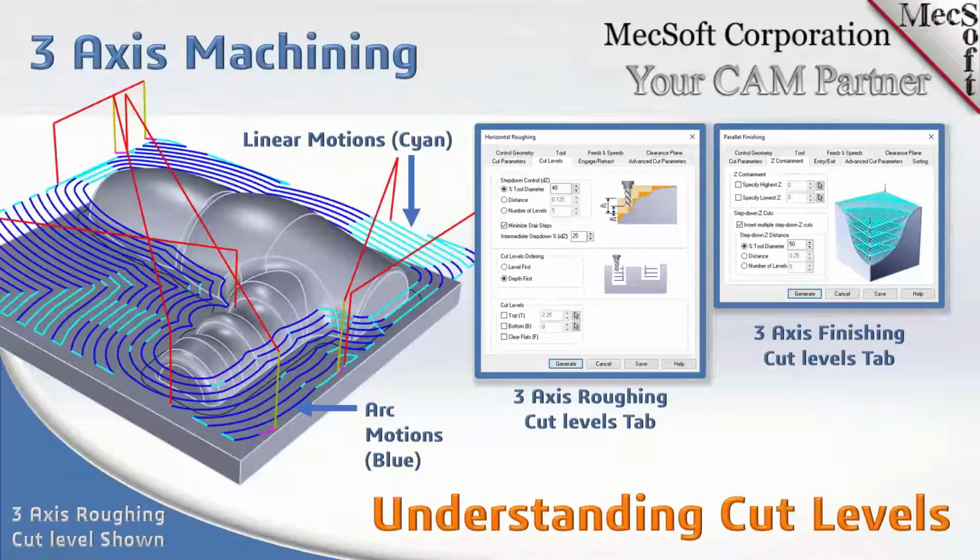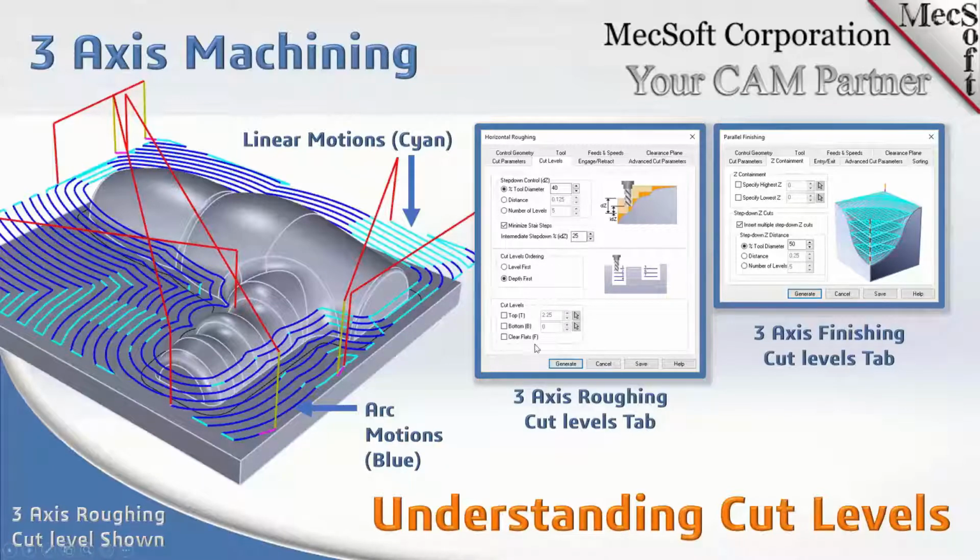Again, in 3-axis, you also have cut levels, both in roughing and in finishing. We have an example here on the left of a typical horizontal roughing cut level. And if you look at the dialog here in the middle for the cut levels tab, you can determine how you want the tool to step down. You have different options for how much of a step down you want to use. You've got minimize stair steps. This is a more advanced function. We'll talk about that at a later time. You can tell it, do I want to cut all the way down in a pocket before I go to the next pocket, or do I want to clear it by levels?